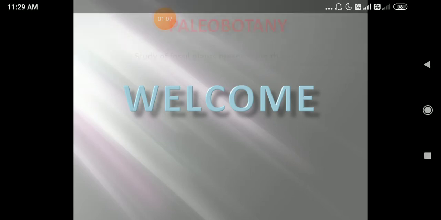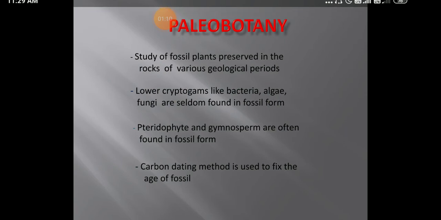Okay, so going to the definition of paleobotany: the study of fossil plants preserved in the rock of various geological periods. Sometimes in the fossilization process, various plant parts like leaf, stem, or maybe a flower, inflorescence axis or the petals may be preserved as they are, due to variations in the climatic or geological factors. So the complete plant material undergoes preservation.